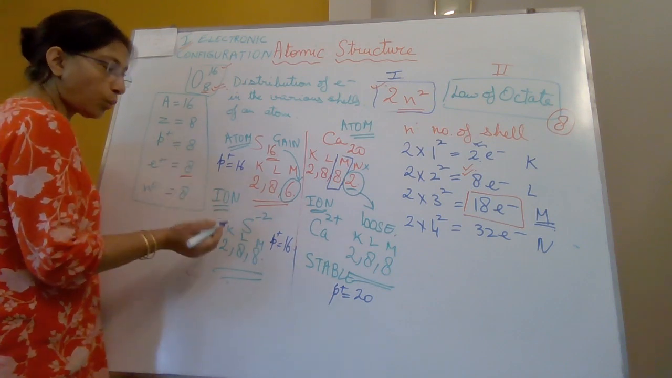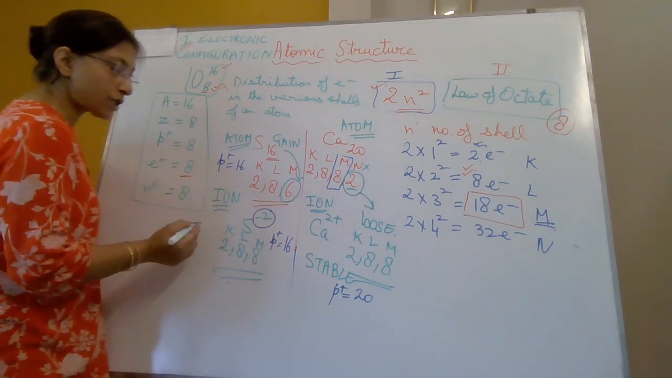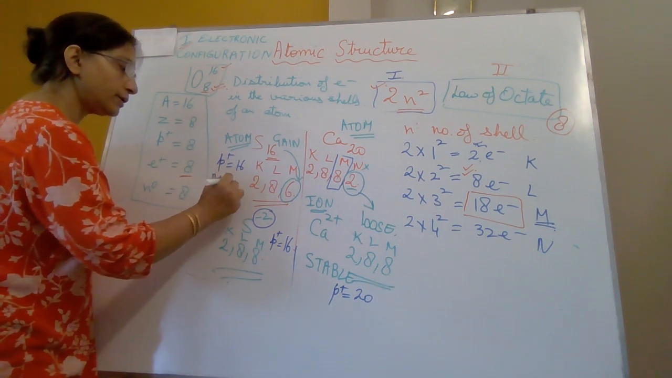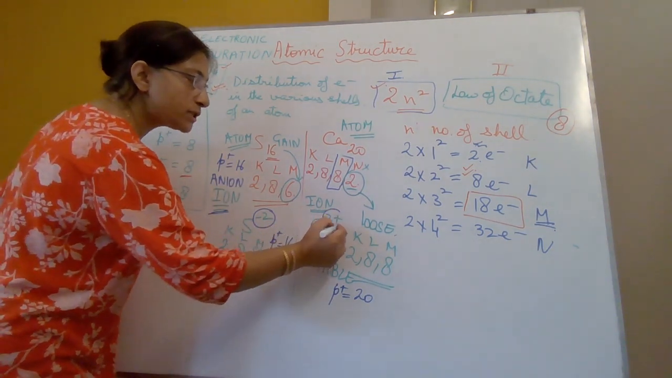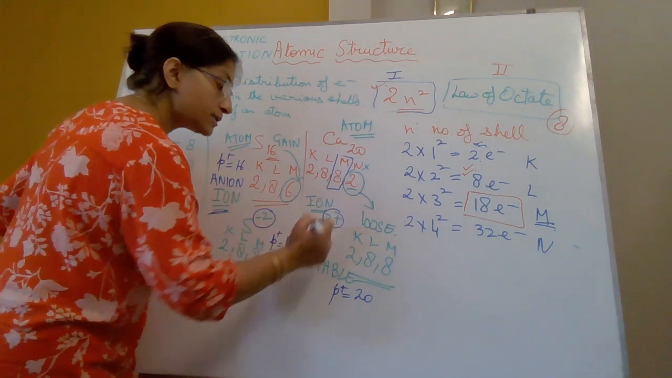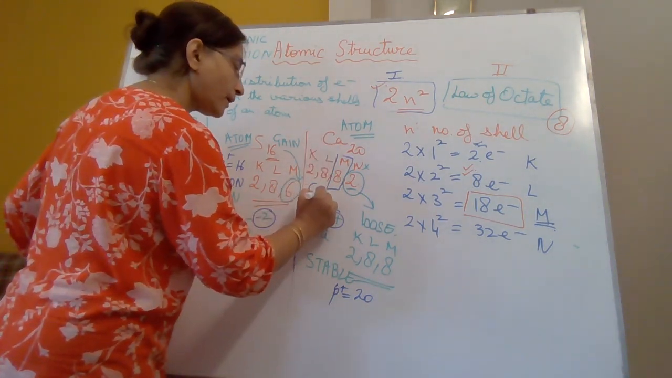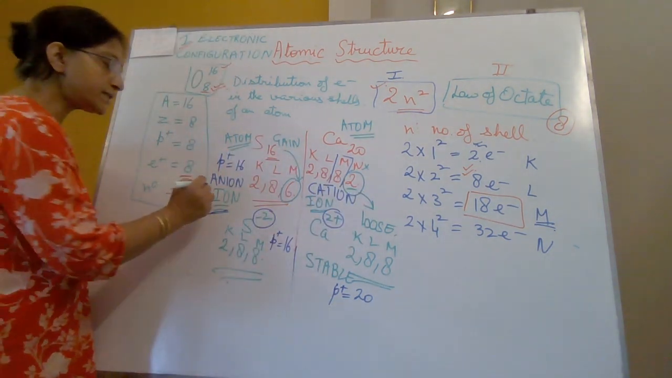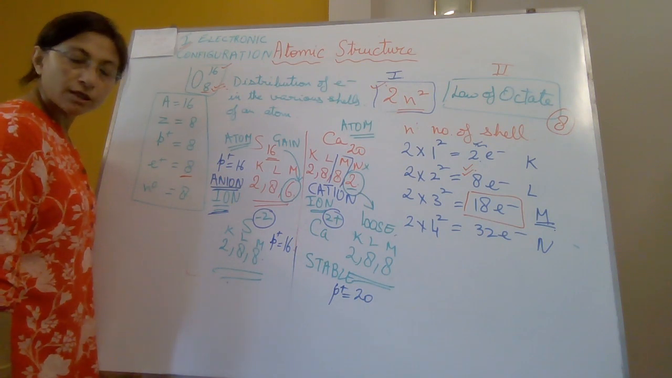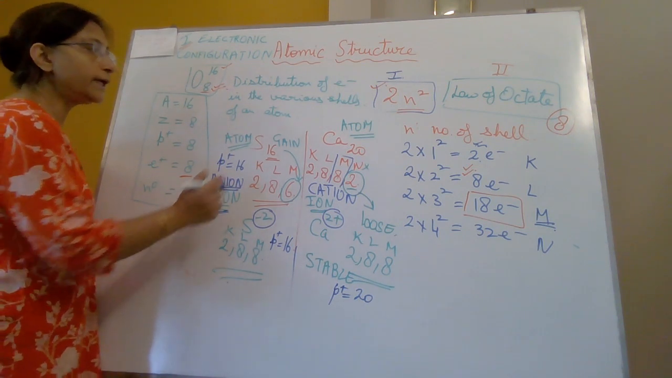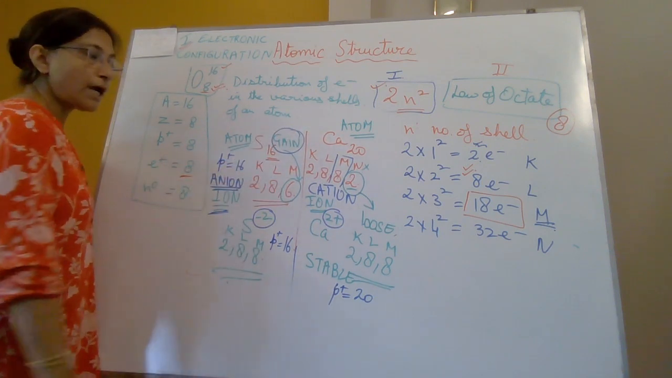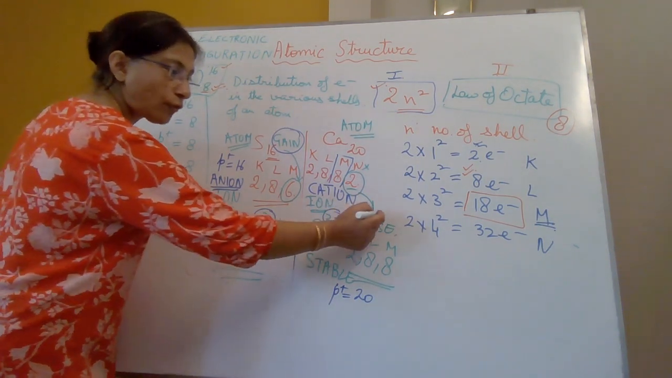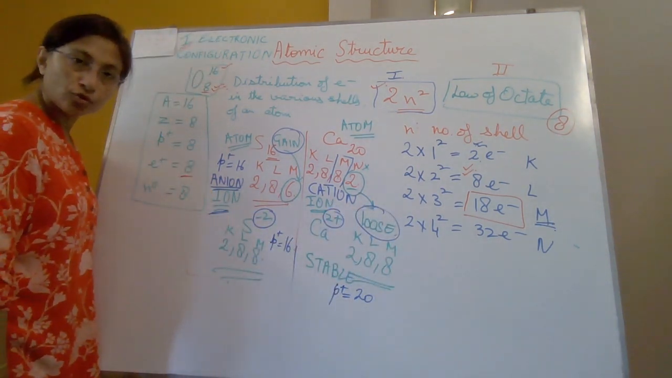Fine. Now, what is a negatively charged ion known as? We call it an anion. And what is a positively charged ion known as? That is known as a cation. Okay, so what is an anion? A negatively charged ion formed by the gain of electrons. And what is a cation? A cation is a positively charged ion formed by the loss of electrons.